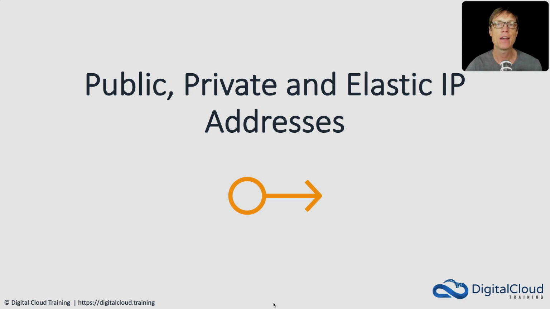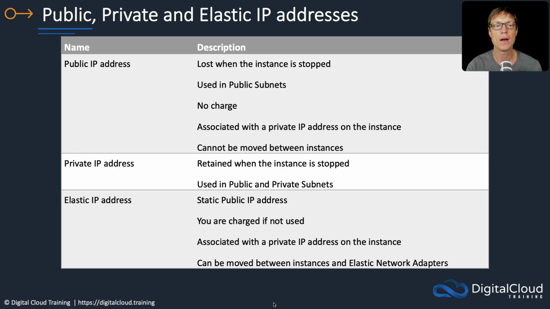Hi guys, there are a couple of different types of IP address that we work with in our Amazon VPCs and with our EC2 instances. So let's have a look. Now we have public IP addresses, we have private IP addresses, and we have elastic IP addresses.